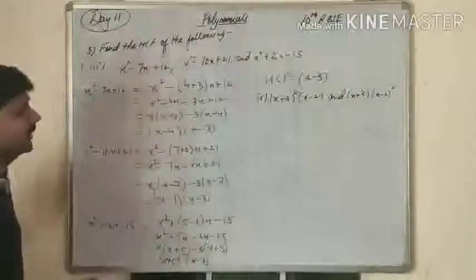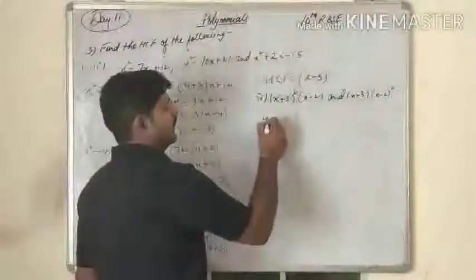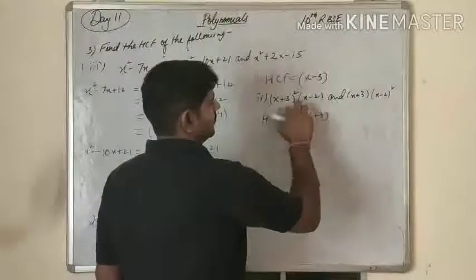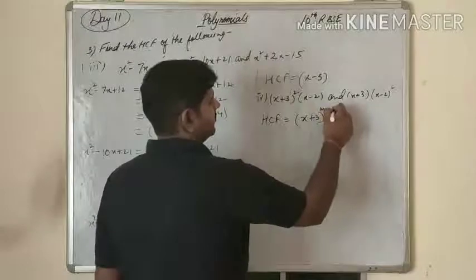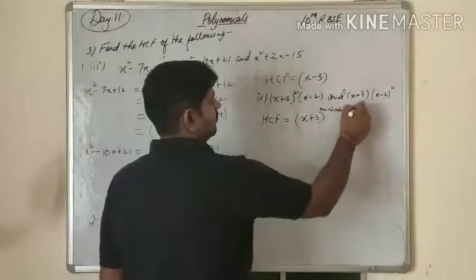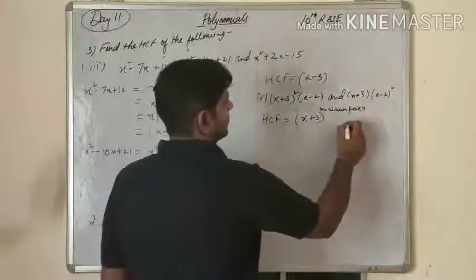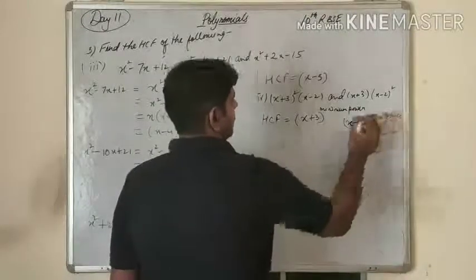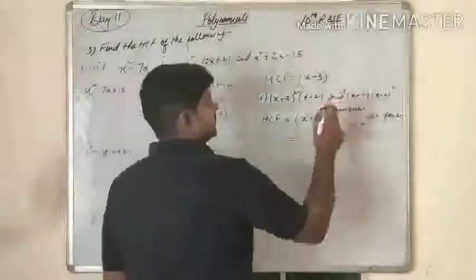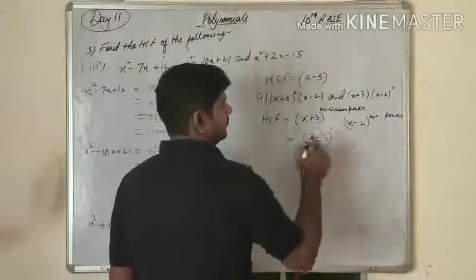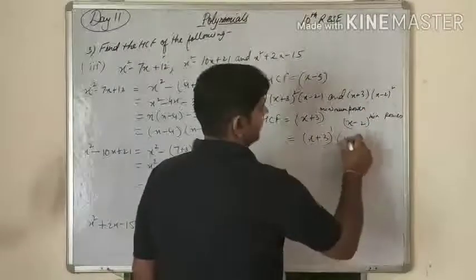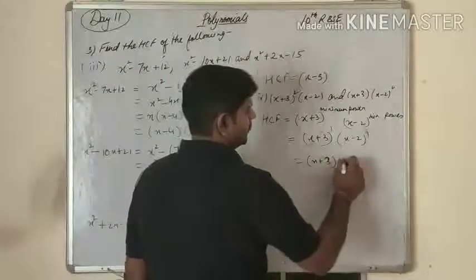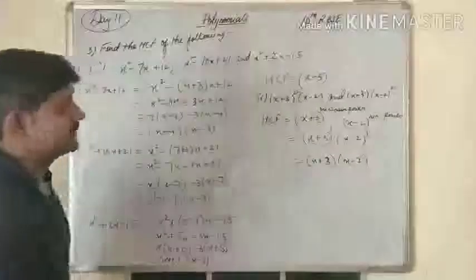No need to factorize, because we can observe we have to find only the minimum power. x plus 3 is common for both, so we write the minimum power, and x minus 2, its minimum power also we will write. So it is 2 and this is 1, so only 1 we will write, and this is 1 and this is 2, so we will write 1. So finally the HCF is x plus 3 into x minus 2. This much is the answer of the fourth part.